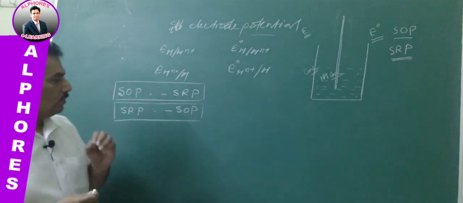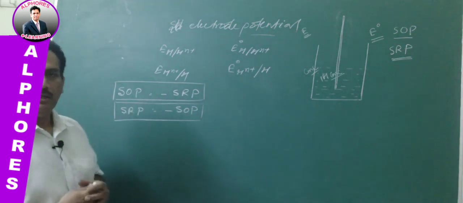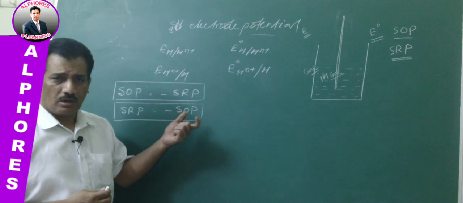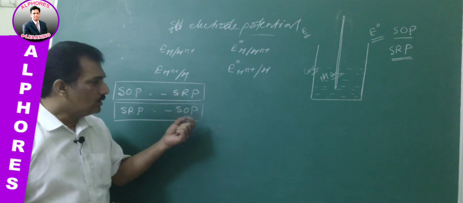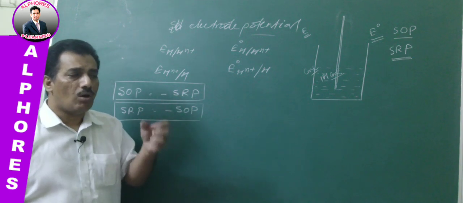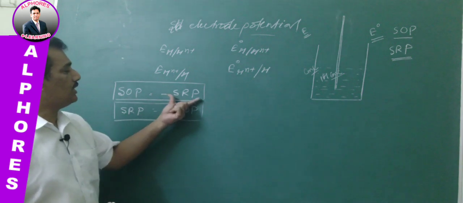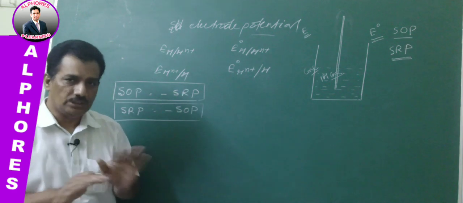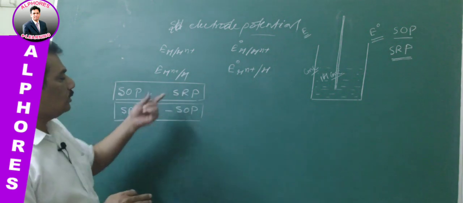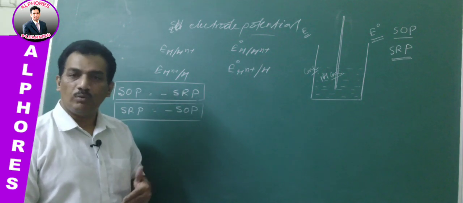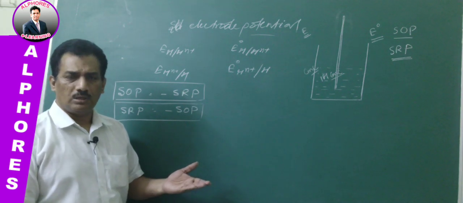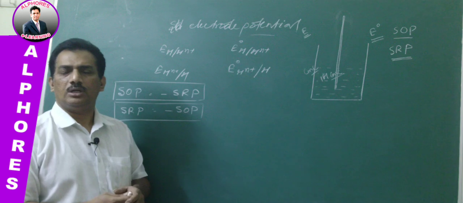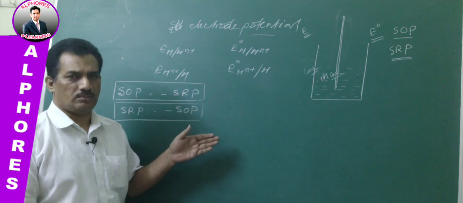Clear? And one more very important point: in IUPAC conventions, as already discussed, it is mandatory to consider all electrode potentials only in terms of SRP values. Only SRP values we have to consider in general. And how to get the SRP? Some metals tend to go for oxidation. When you get the oxidation potential, take the negative sign of that oxidation potential, and you will get the SRP. Conversion is easy. Clear?